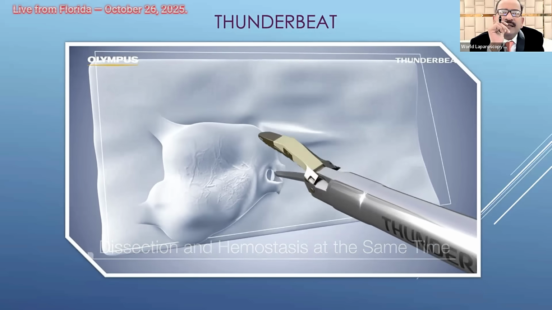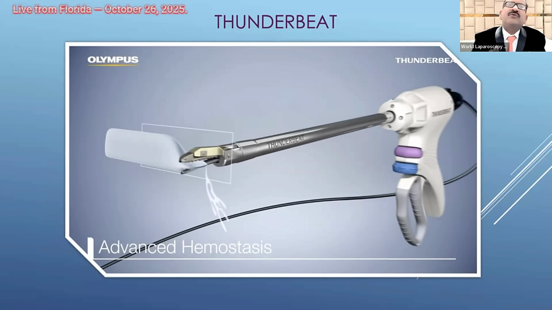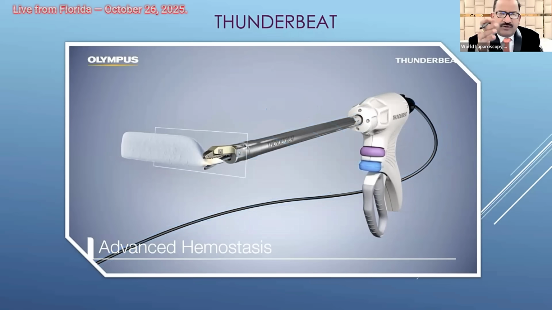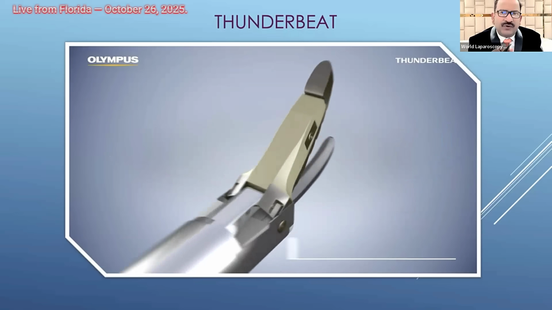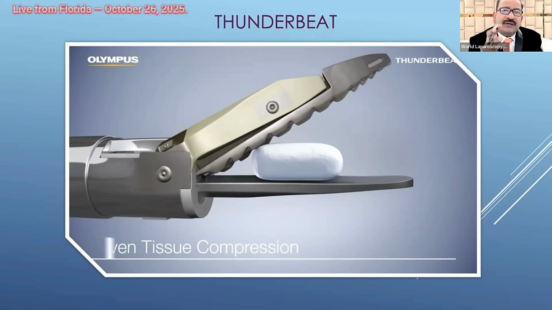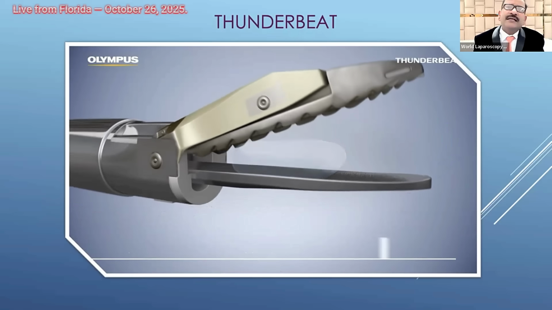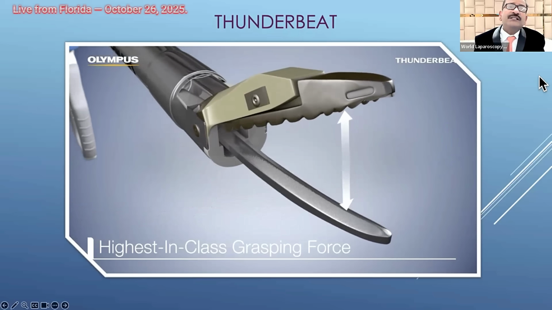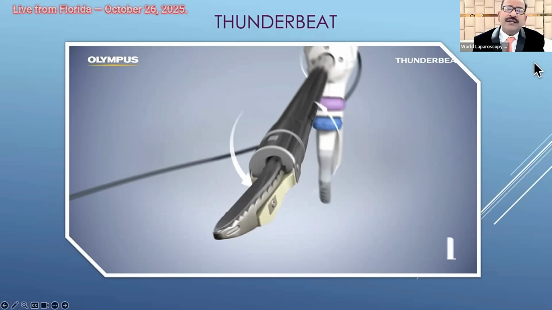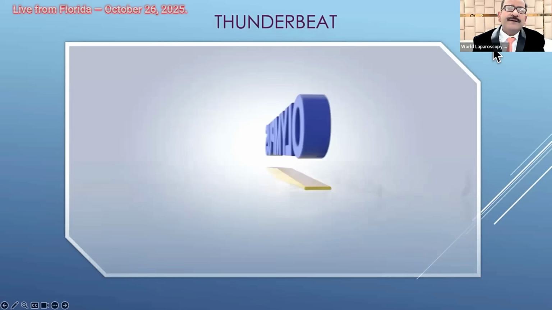So this is Thunderbeat, which is basically patented by Olympus, and if you use it throughout the surgery, you don't have to change the instrument. The same instrument can be used for cutting and for coagulation. How does it cut? It cuts with mechanical vibration, the ultrasonic vibration. And how does it coagulate? By bipolar, because bipolar is the best for coagulation and ultrasonic energy is the best for cutting. So this is the Thunderbeat that is also available and you can buy it.